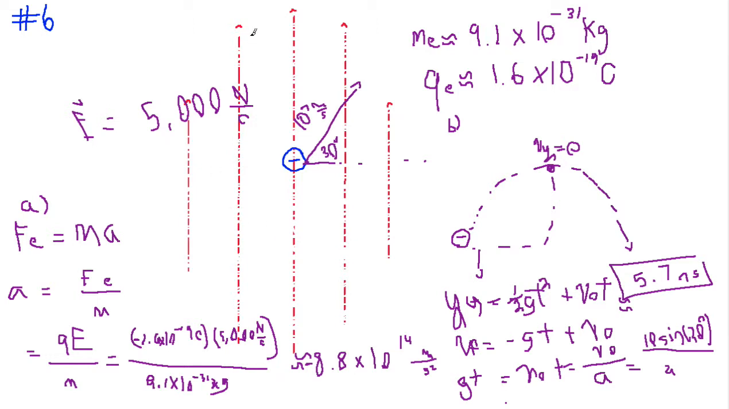Okay, so for part C, it says, what is its maximum height above the entry position? So we just want to find this height right here. Well, it says above the entry position, so we can assume at here this is going to be our 0 point, and where we want to find our maximum point. So for part C, let me just get rid of this.